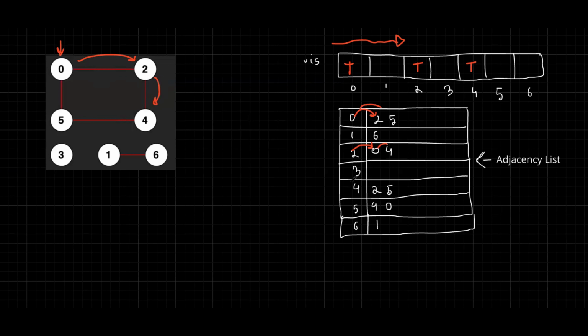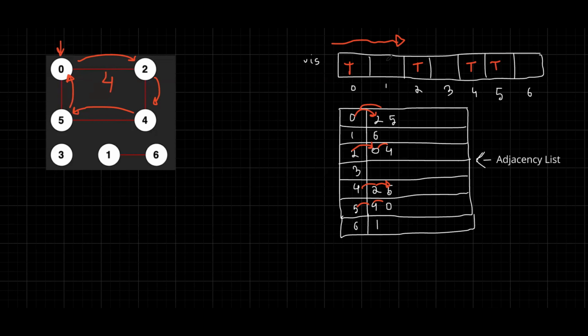Now from 4, we can go to 2, but 2 is visited. From 4, we can go to 5, so we make node 5 visited. From 5, we will go to 4 and 0. Both of them are visited, so the DFS will stop. The total number of nodes we have found in this component is 4.